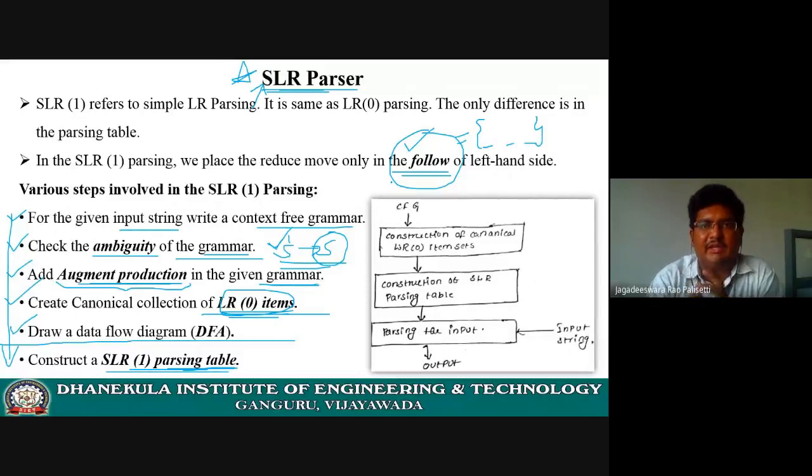terminals. What does the follow function have? The follow function has some terminals. So whatever terminals we get in the follow function, only in those respective columns we need to write our reduce action like R3, R2, and R2. By doing this, there may be a chance of avoiding the conflicts. Am I clear? Remember this point.